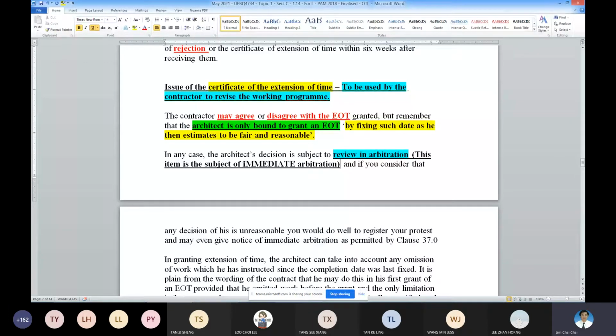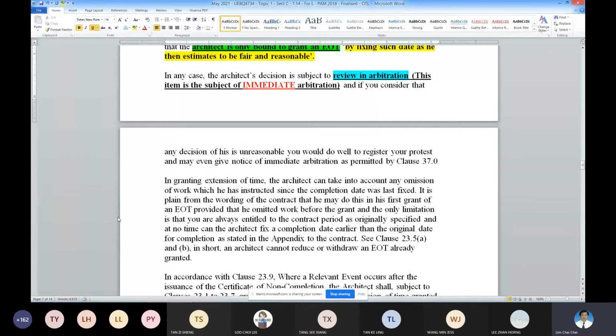That's a very special case. There are few cases where you can go to immediate arbitration. One of them is extension of time. The second one is the certificate. If we are not happy with the figure, you can even go for arbitration, okay, because it's all reviewable, whatever decision made by the architect. So here you are, notice of immediate arbitration under the clause.